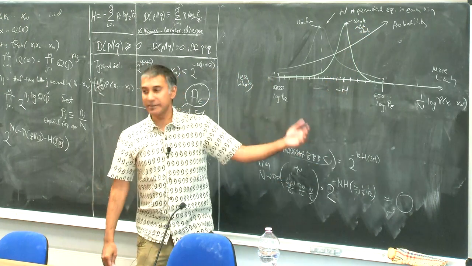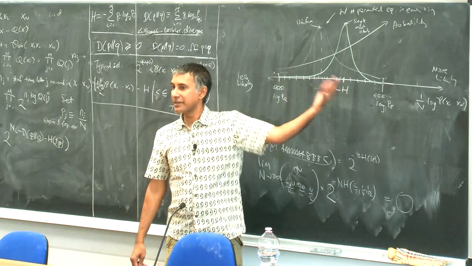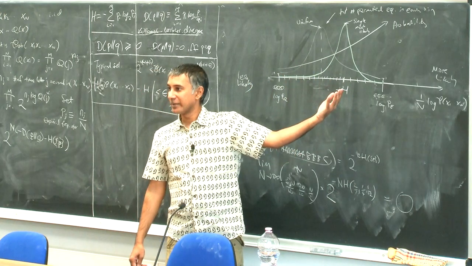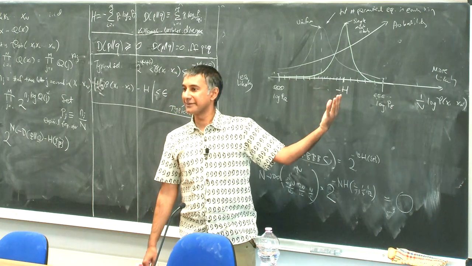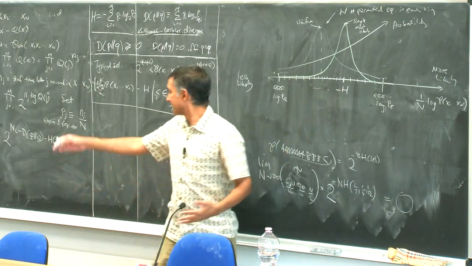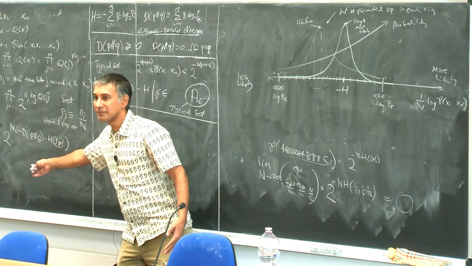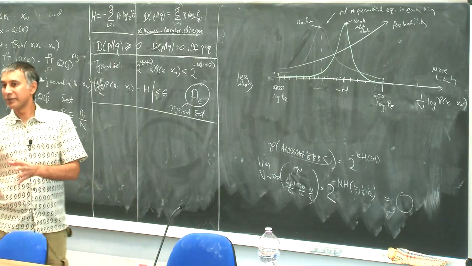Why is it minus h? It's because everything on this axis is negative and h is a positive number. The probability of the single most likely sequence is 2 to the minus nh. That's what this tells you. Okay? Good. So now we're done, right?